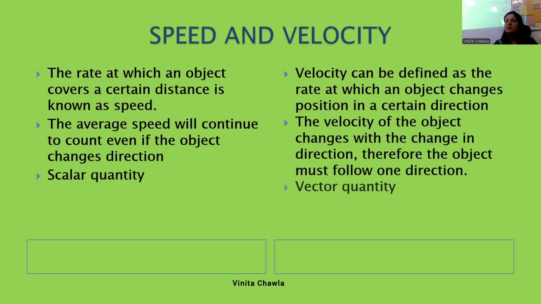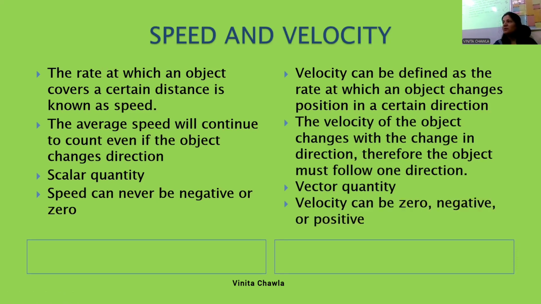Speed can never be negative or 0. It is positive. On the other hand, velocity can be 0, negative or positive.